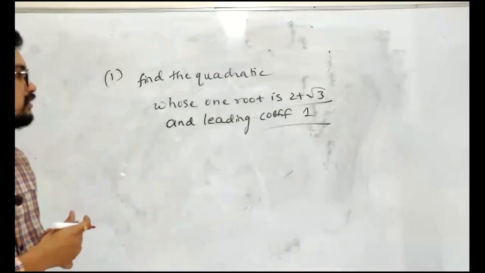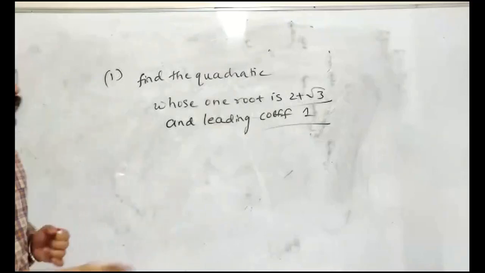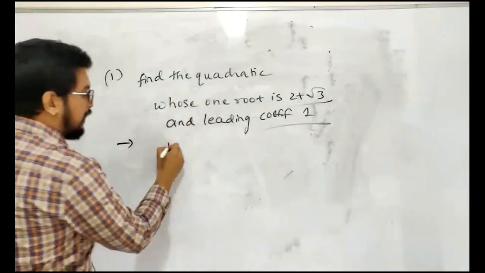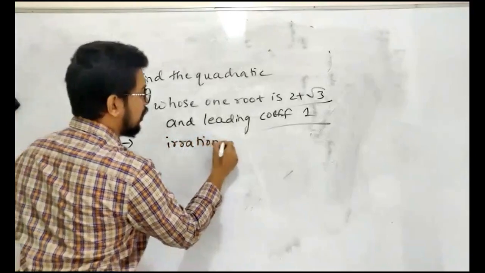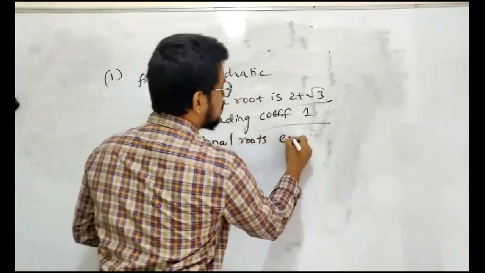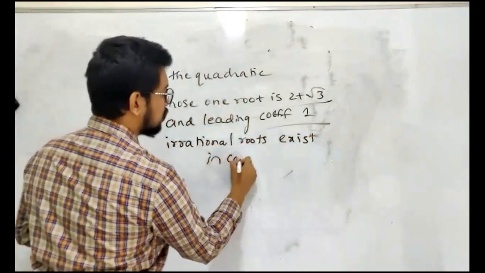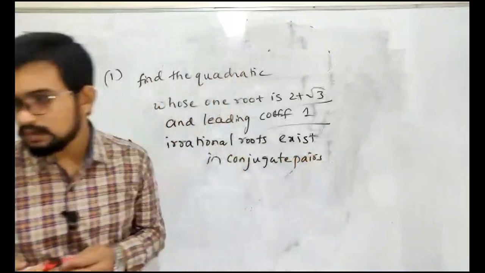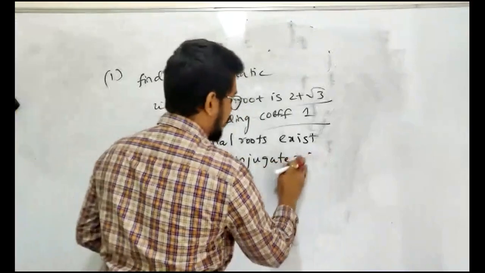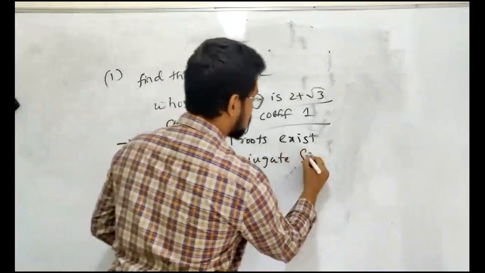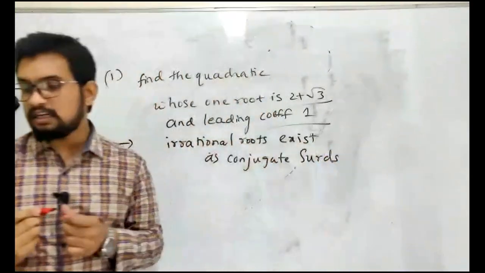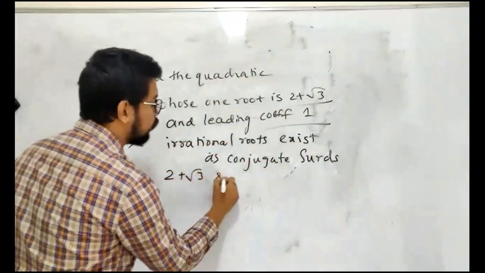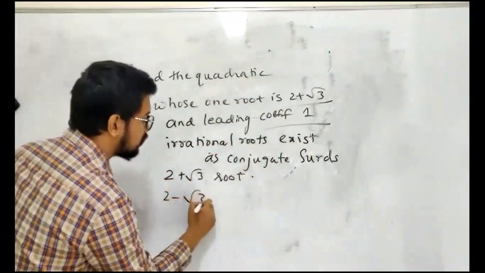Find the quadratic whose one root is 2 plus root 3. Now, listen. As we have discussed, irrational roots exist in conjugate pairs. Conjugate surds, I'll write it like this: irrational roots exist as conjugate surds. It means that if 2 plus root 3 is a root, then obviously 2 minus root 3 will also be a root.